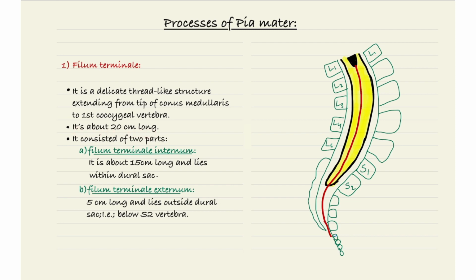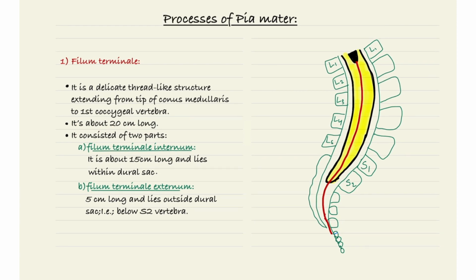It is about 20 cm long. It consists of two parts, filum terminale internum and the filum terminale externum. Internum is about 15 cm long and lies within the dural sac. What is the dural sac? Till S2, the dura mater is present. So this yellow space is the dural sac. So filum terminale internum is within the dural sac, which is 15 cm long, and filum terminale externum is only 5 cm long, which lies outside the dural sac below the S2 vertebra.